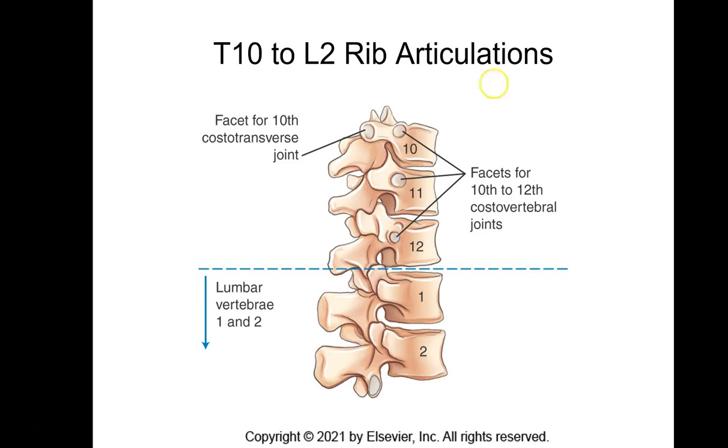So to recap, the first 10 thoracic vertebrae have costovertebral joints and costotransverse joints. The head of the rib articulates here, the tubercle of the rib articulates here. T11 and T12 only have facets for articulations with the head of the rib. They do not have costotransverse joints. Okay, so again, this is just meant to introduce you to some of the unique characteristics of the thoracic vertebrae. We'll study ribs more in the next unit.